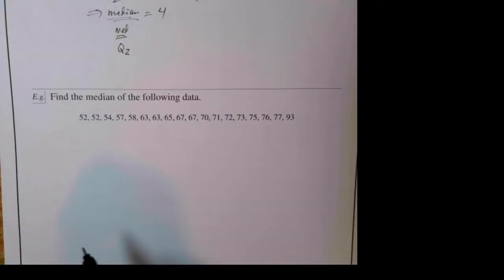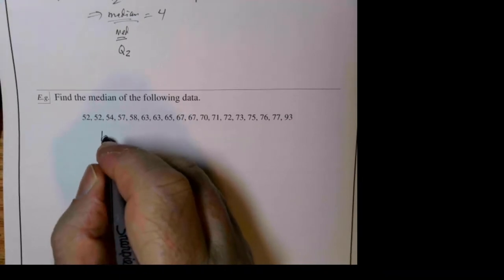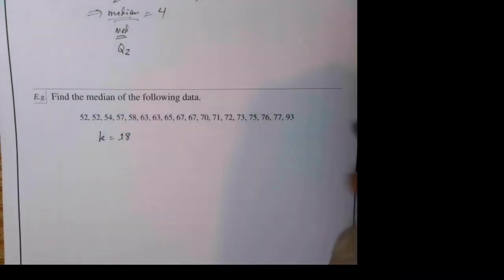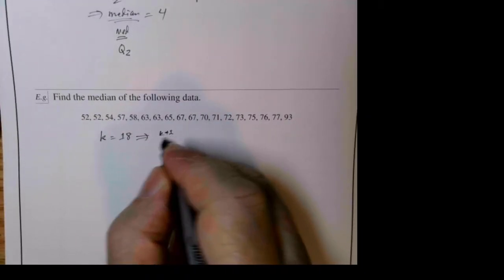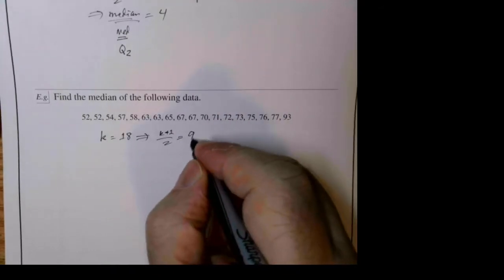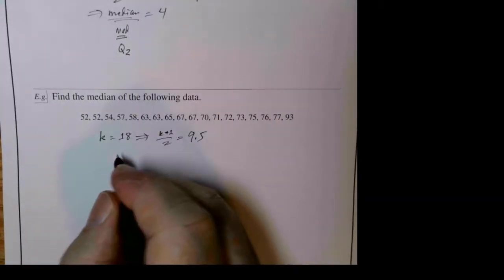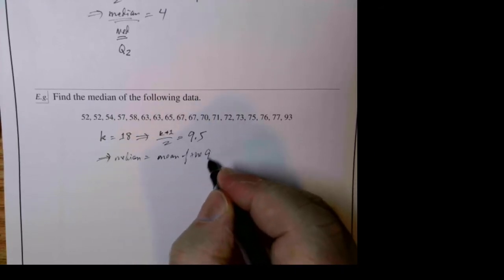Okay, how about the median of this data? Now I happen to know this data is already in ascending order, so I can't make that dumb mistake. And I happen to know that k equals 18. There are 18 values here. So (k plus 1) over 2 would be 19 over 2, which is 9.5. So this says the median will be equal to the mean of the 9th and 10th values.